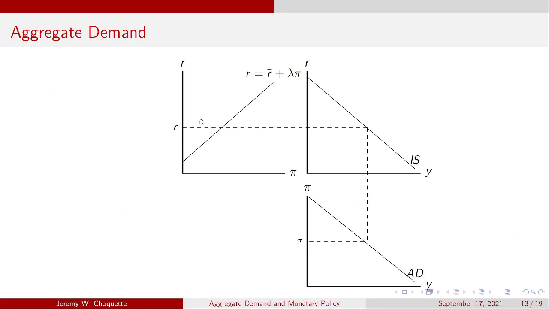This is what we do. We start in this graph right here. This interest rate here will satisfy some point along this monetary policy curve. Keep drawing the dotted line over to the IS curve, and then down to this graph down here. If you notice, this axis y and this axis y are the same thing. The vertical axes are different, but the horizontal axes are the same, so we can do this. This is allowed. Draw this dotted line down here, and we get our aggregate demand curve.